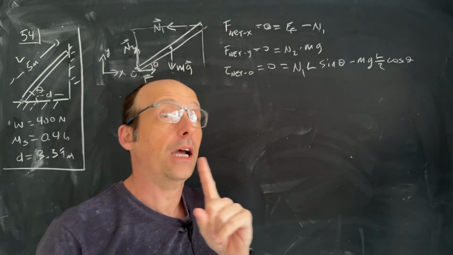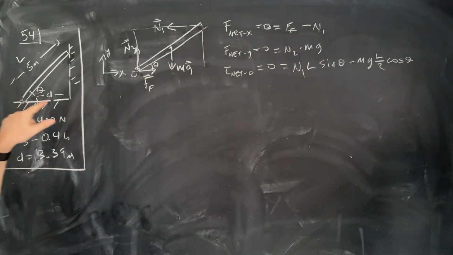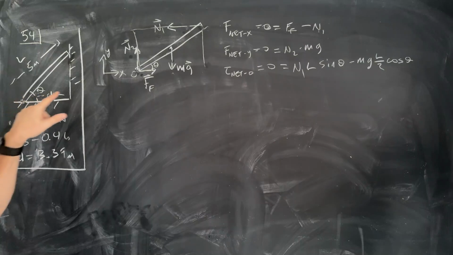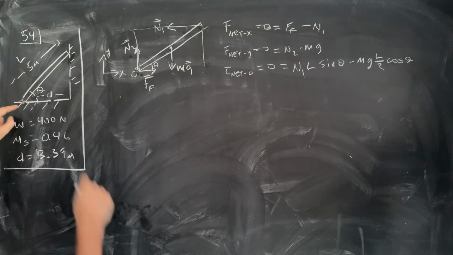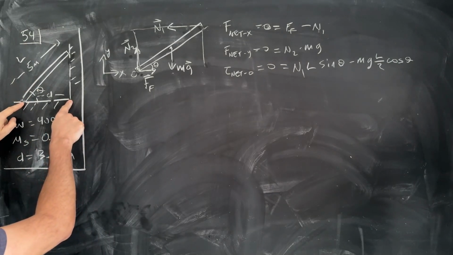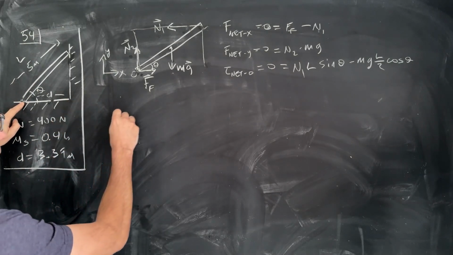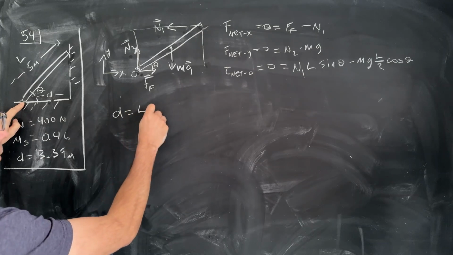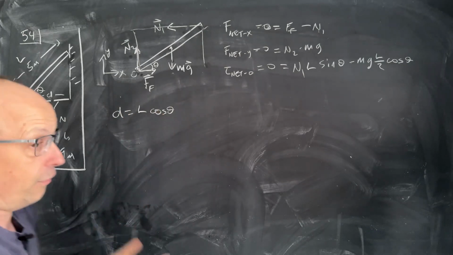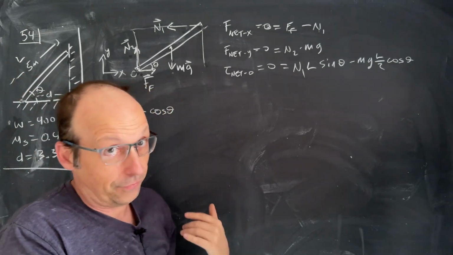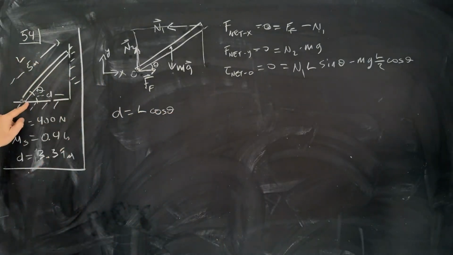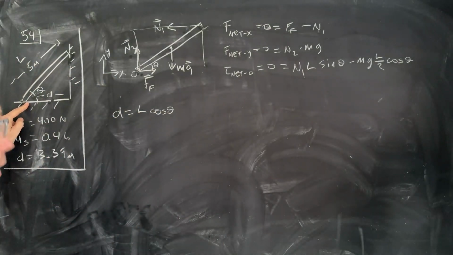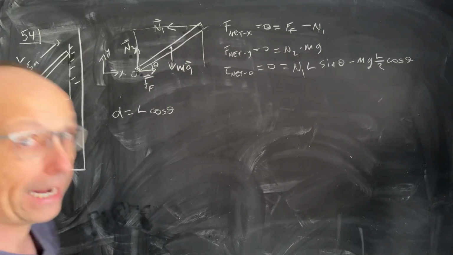So let me address that question first. If this is the distance d, the distance from the wall to the ladder, I can get an expression for this in terms of L and theta, right? Because I have the adjacent side of a triangle here. I can say d is L cosine theta. So if I find theta, I can find d. That's important. Next, if we're dealing with the maximum location of the ladder, then we're dealing with maximum friction.